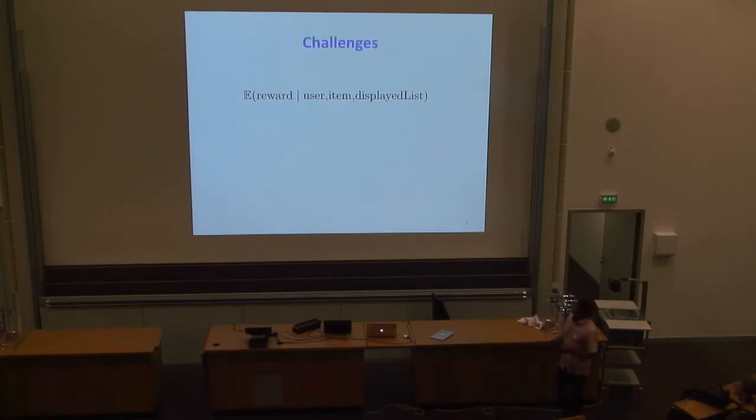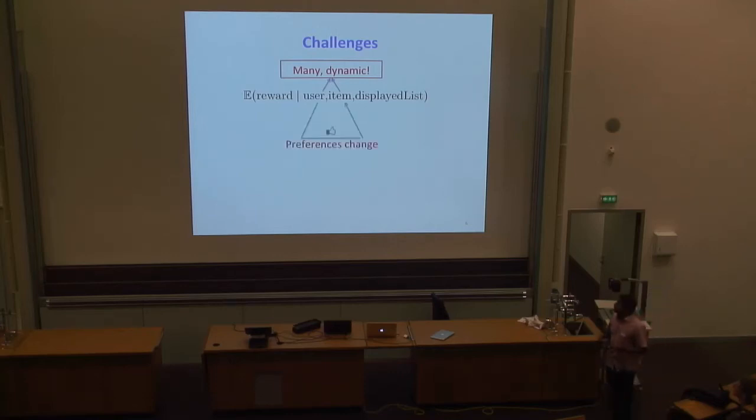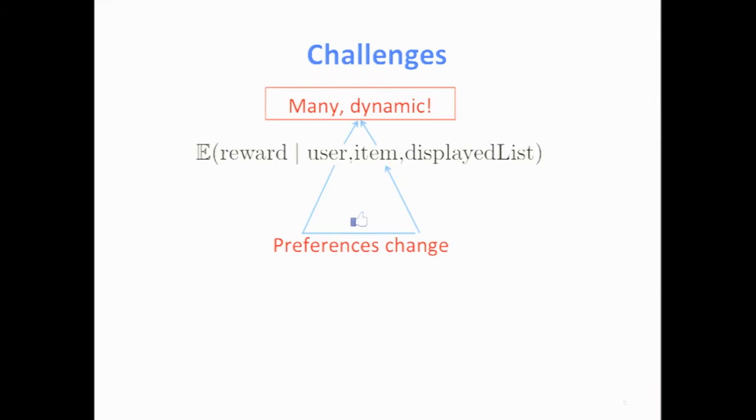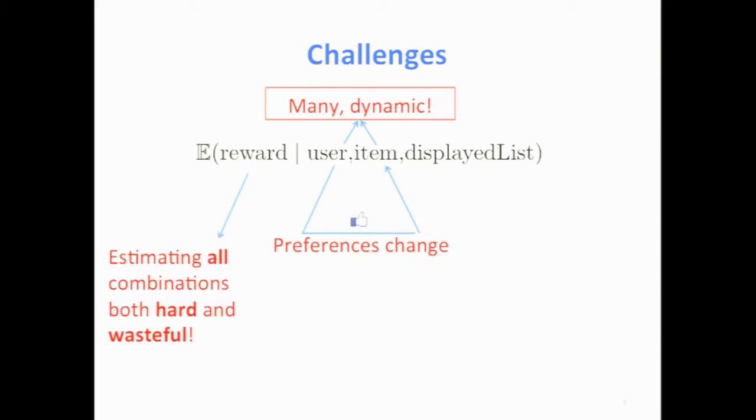What really happens is this: the users and the items are many and dynamic. You have new users coming in about whom you know nothing, and you have the inventory changing all the time. And also the preferences change. People hear a recommendation from a friend. Their preferences change outside your system. So you have no way of keeping track of this. And hence, estimating all the rewards for all the users and items is a very hard task. And not just hard, it's wasteful.